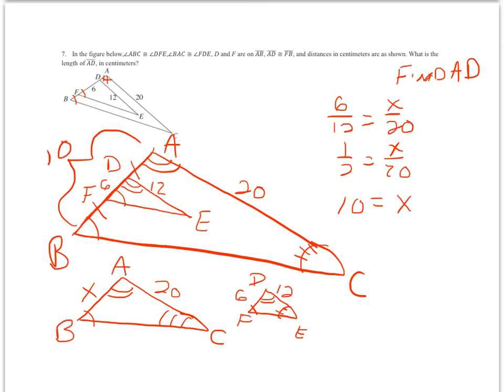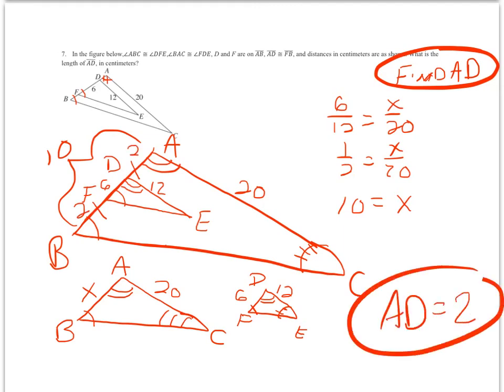The question asks to find the length of AD. Well, if this whole thing is 10, part of it's 6, it means there's 4 left. Since these are both equal, if you divide 4 equally amongst two things, that means we have a 2 and a 2. Therefore, AD equals 2.